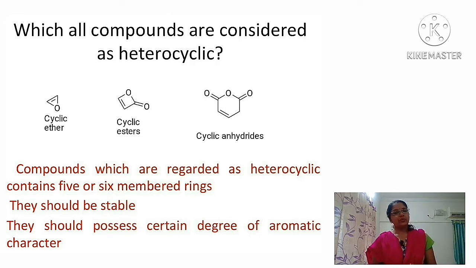So a heterocyclic compound can be defined as those compounds which contain a 5 or 6 membered ring and should contain at least one heteroatom as the ring member, and they should be highly stable and they should possess a slight degree of aromatic character. So let us move to the next topic, that is, classification of heterocyclic compounds.